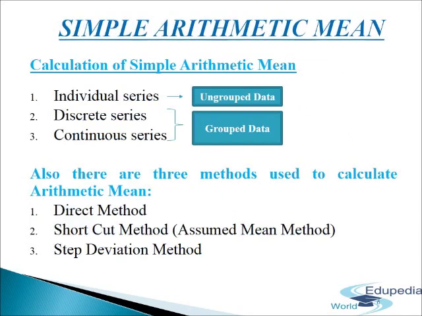Simple arithmetic mean. Simple arithmetic mean can be calculated in the following three series. First, individual series. Second, discrete series. Third, continuous series. Individual series is calculated with the help of ungrouped data, and discrete and continuous series are calculated with the grouped data. Also, there are three methods used to calculate arithmetic mean. First, direct method. Second, shortcut method, which is also called assumed mean method. And the last one is step deviation method. All these methods will be discussed in detail.